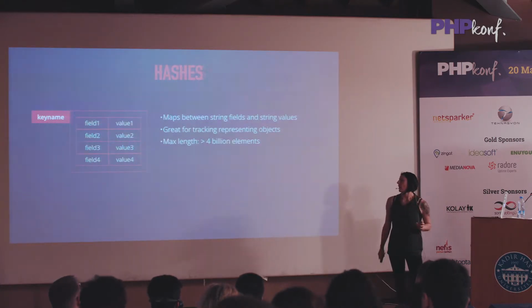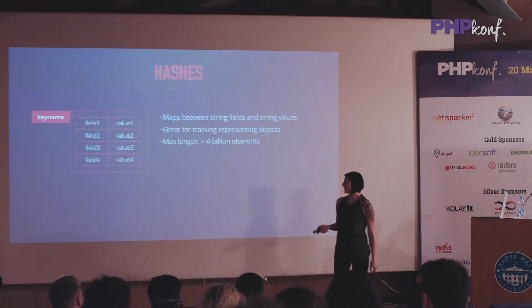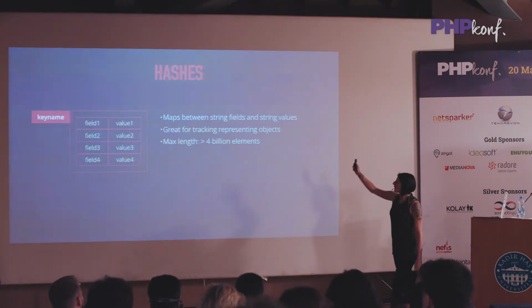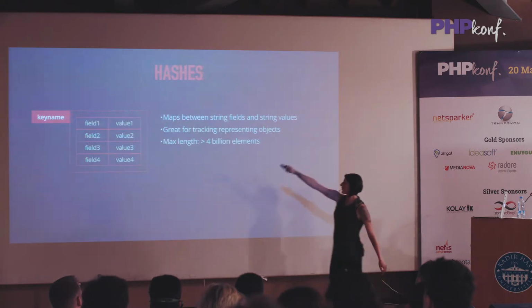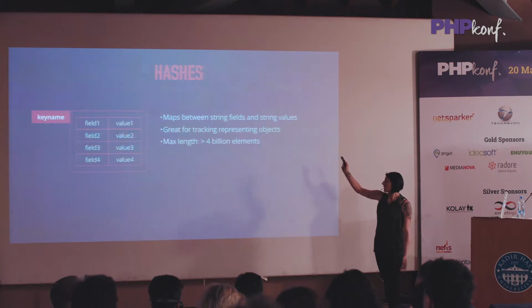Hashes is what we usually use when we want to represent objects. They are maps between string fields and string values, as represented here. Yeah, as I said, great for tracking, representing objects.